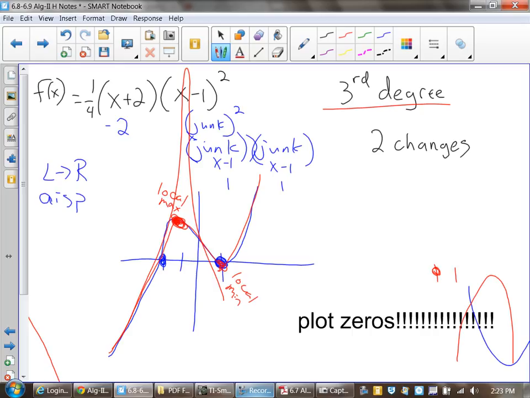What if you have more than 2 changes? Then you're looking at within specific boundaries. You can have multiple maximums and minimums depending upon what section of the graph you're looking at.